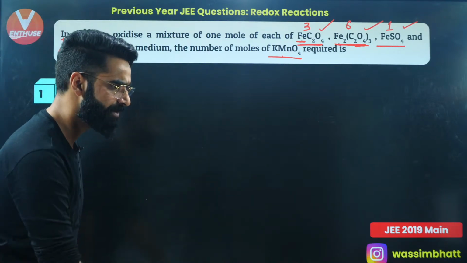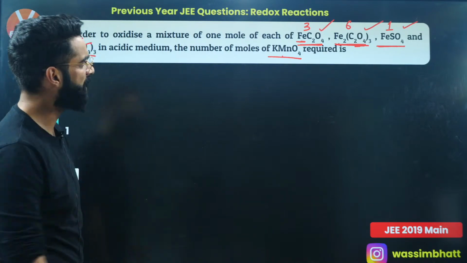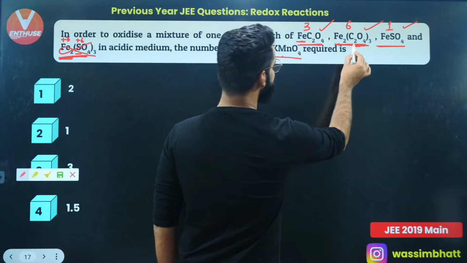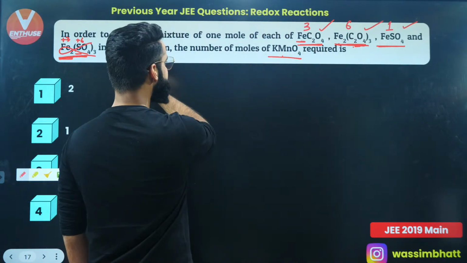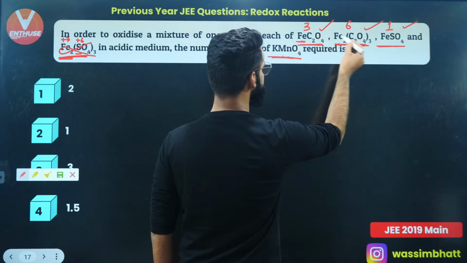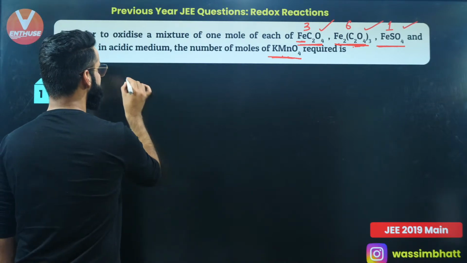Now, what is the concept which I'll be using over here? In order to oxidize a mixture of 1 mole of each, I've got a mixture containing this, and this. And in this mixture, I'm adding KMnO4. But I got to know KMnO4 is only going to react with this one, and this one. Okay. I can write something like this.